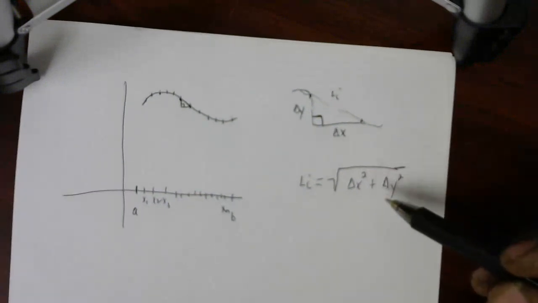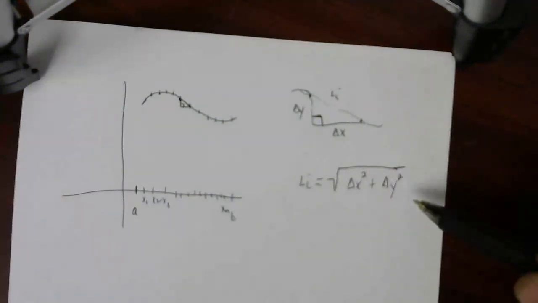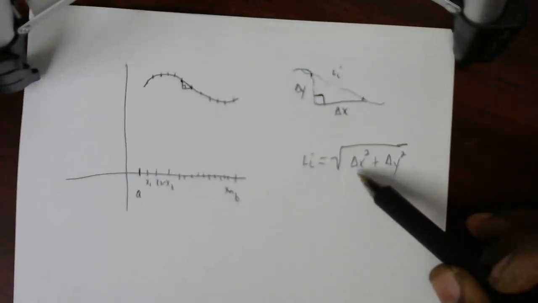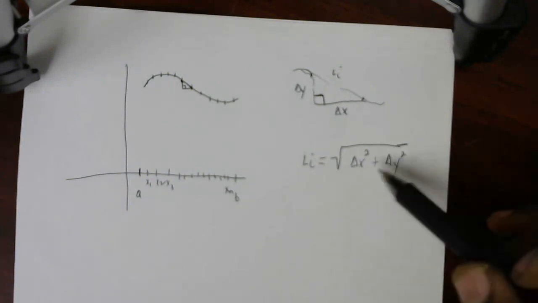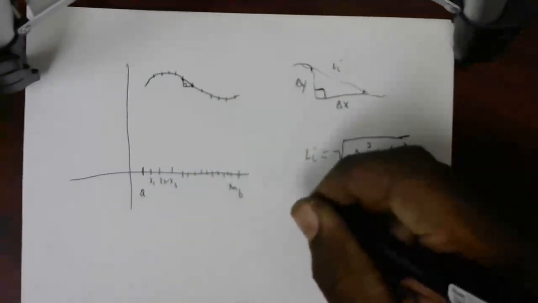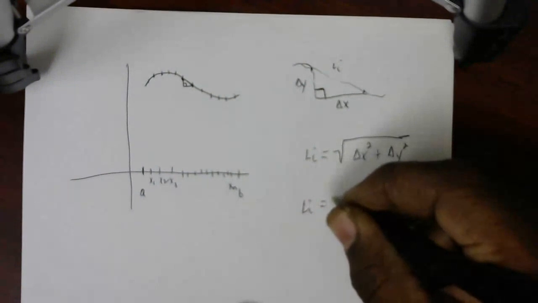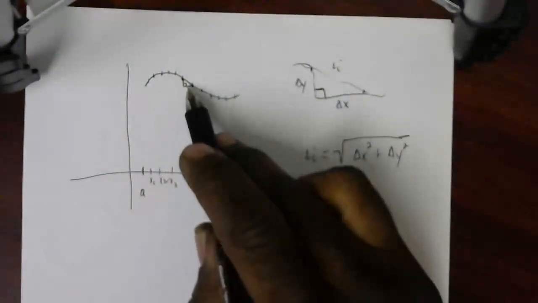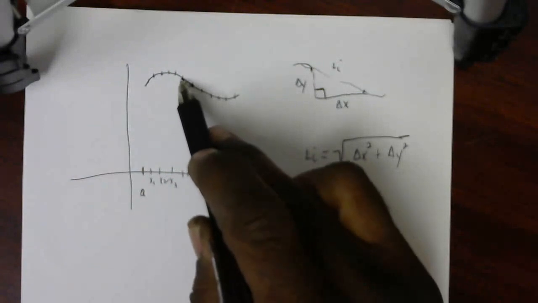Right, so that's nothing more than the Pythagorean theorem. Now what I'm going to do from this point is factor out a delta x squared. So I have something that looks like this. We have L sub i. Keep in mind L sub i is this distance.